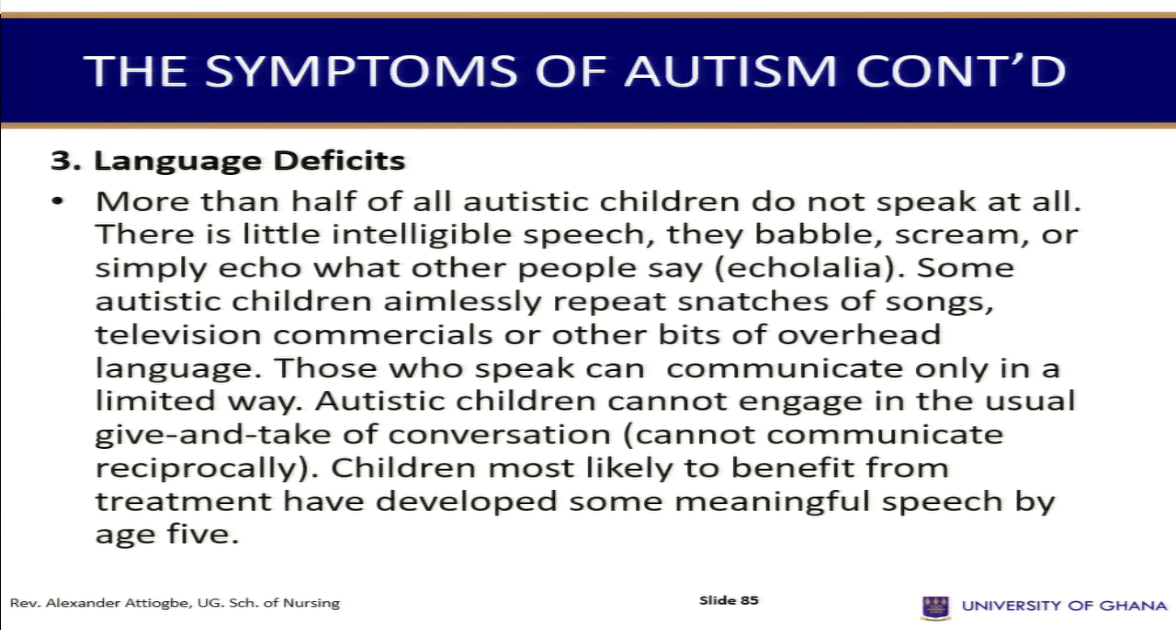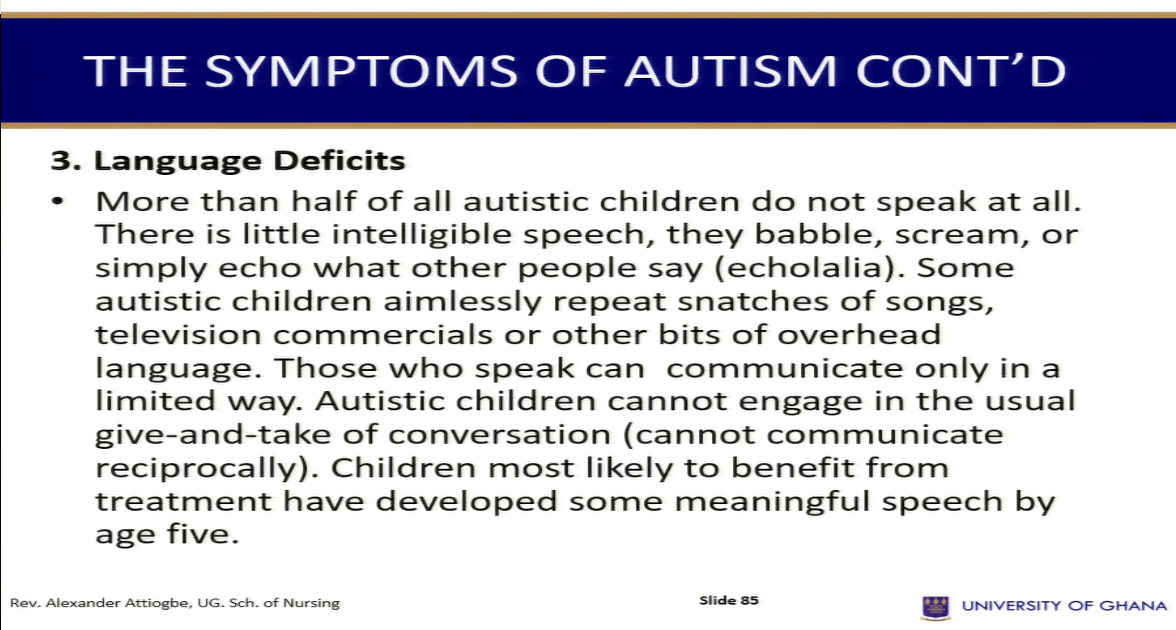The third symptom is language deficit. More than half of all autistic children do not speak at all. There is little intelligible speech. They babble, scream, or simply echo what other people say. This is called echolalia. Some autistic children aimlessly repeat snatches of songs, television commercials, or other bits of overheard language.